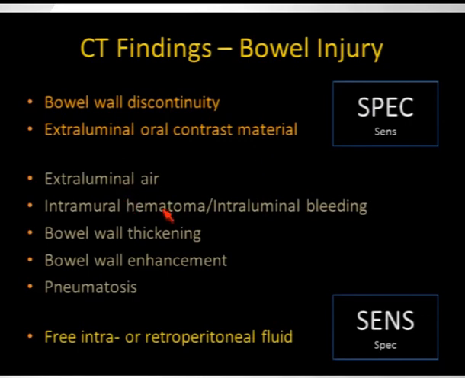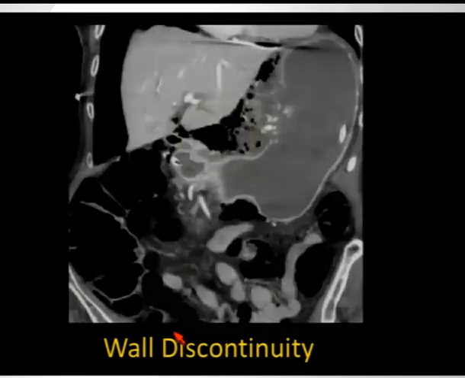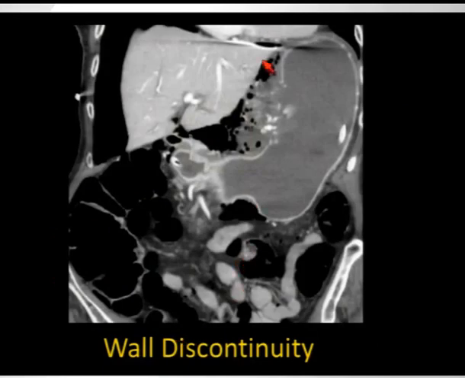Extraluminal air, intramural hematoma, bowel wall thickening, changes in bowel wall enhancement, and pneumatosis are also signs of bowel trauma. And the most sensitive, but unfortunately the least specific sign of bowel trauma is the presence of free intra or retroperitoneal fluid. While discontinuity is a sign that we don't see often, this is just one example from a few years ago at our institution. Notice there is a large defect in the lesser curvature of the stomach with associated extravascular collection of contrast, obviously massive pneumoperitoneum, a very easily made diagnosis, but a very uncommonly found sign of bowel trauma.